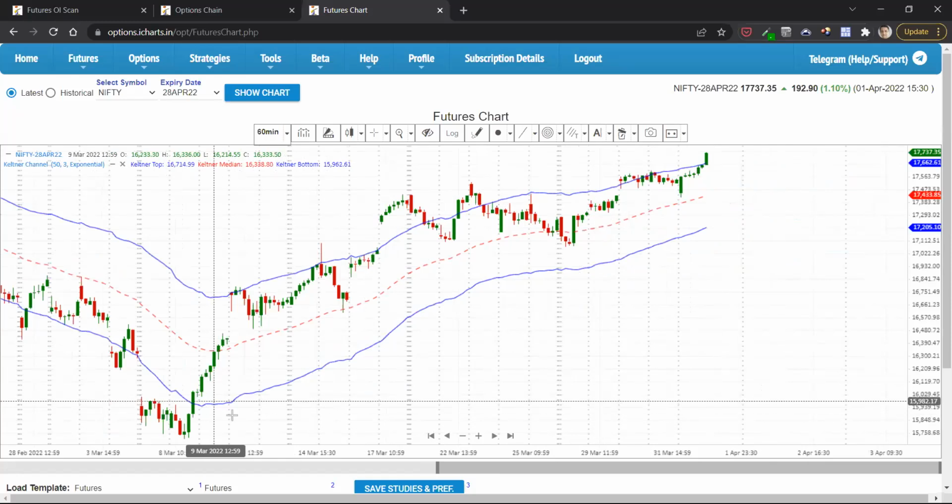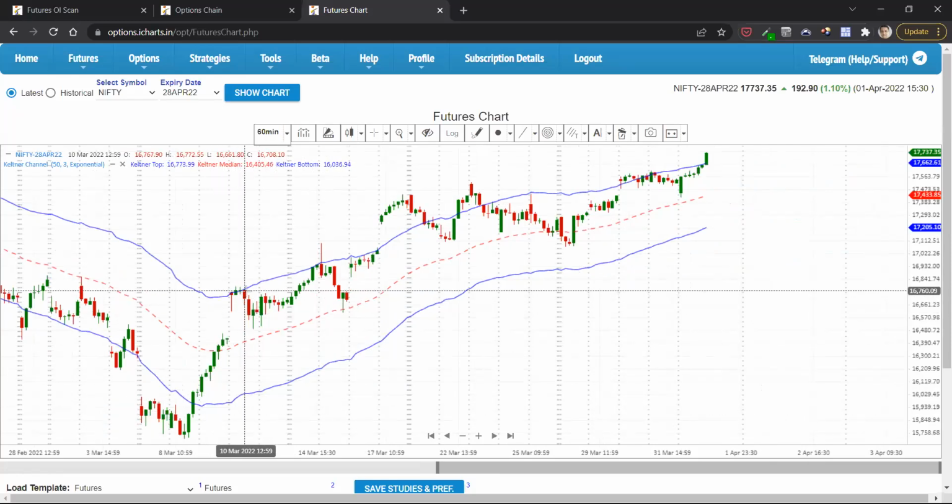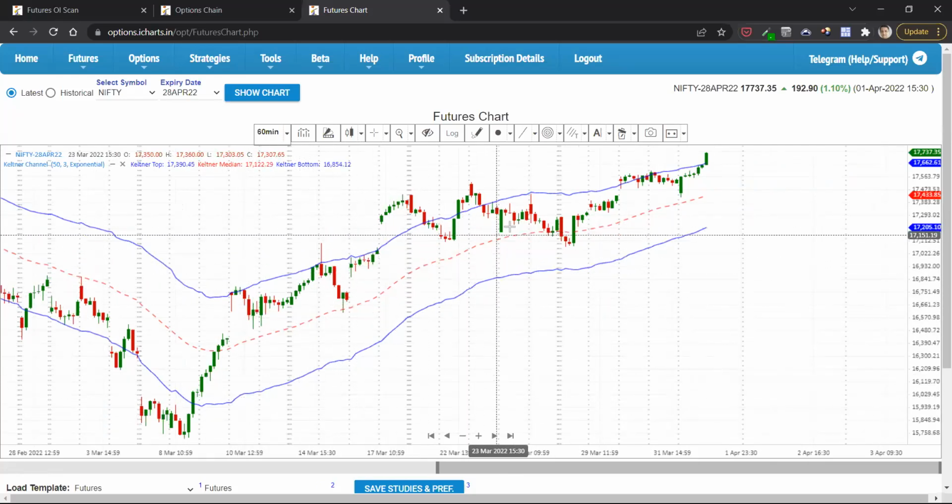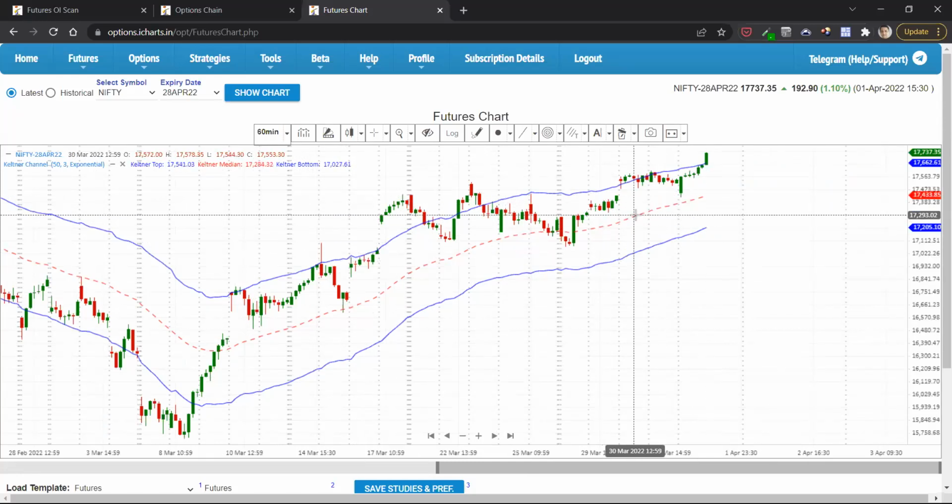And once what I have sold here has had a good decay by this time, I just close off this position, and then just keep taking these positions higher and higher. This is something that you can do.